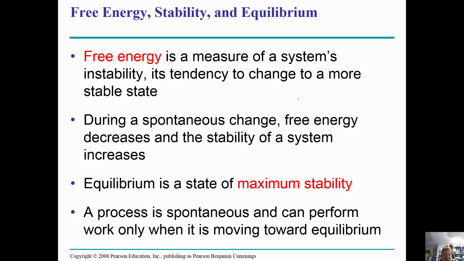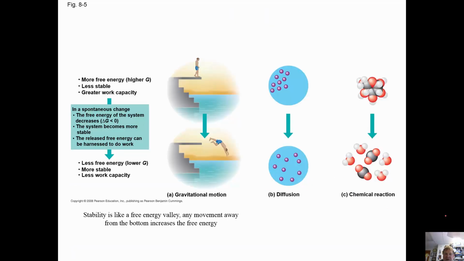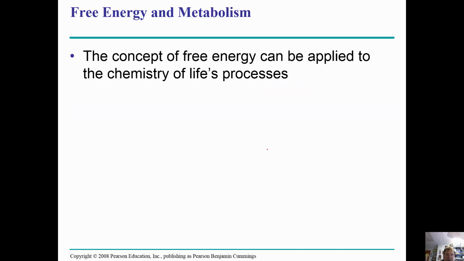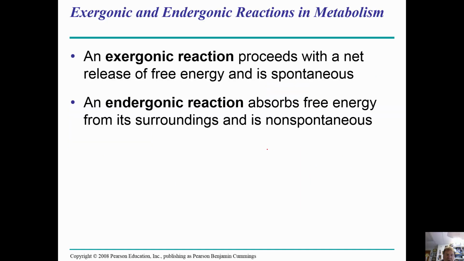Free energy is a measure of the system's instability, its tendency to change to a more stable state. During spontaneous change, the free energy decreases and the stability of the system increases. Equilibrium is a state of maximum stability. A process is spontaneous and can perform work only when it is moving towards equilibrium. And so again, this is a little bit more of a description of that.